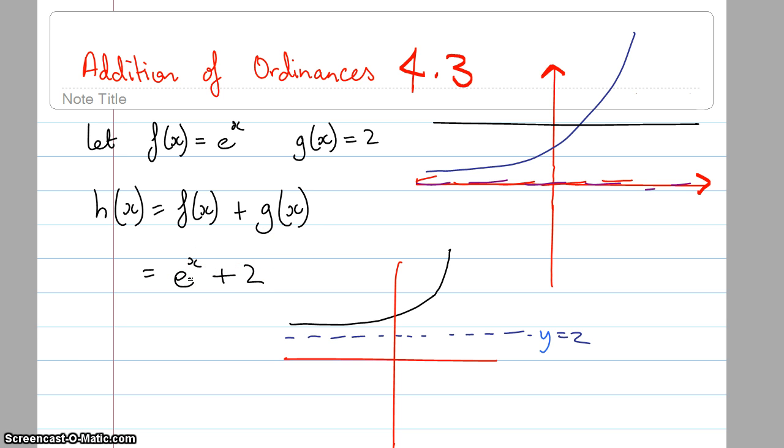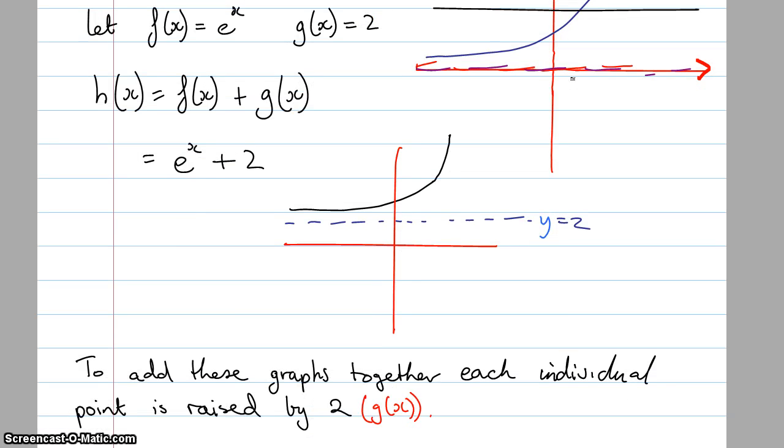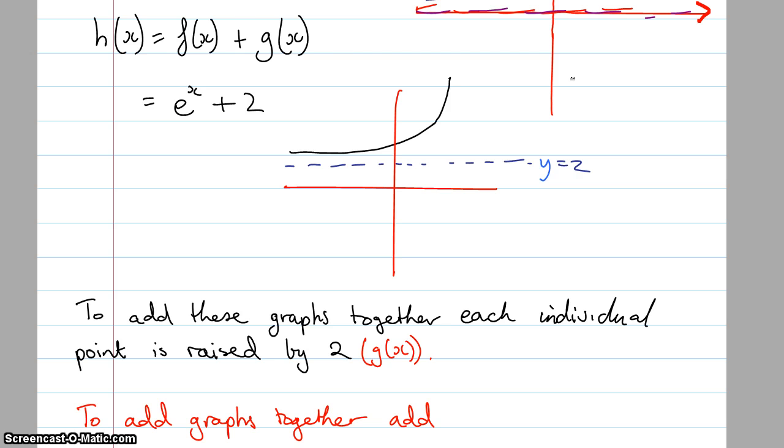But on the graph, essentially what happens is that each y value, that's what we're really looking at, has been added together. So all of the e to the x values, which were down here, they all get added with 2. So essentially what happens in this graph is that the y asymptote is just moved up by 2. You probably would have been able to see that just by looking at the algebra of it, but that's essentially what's happened here. To add these graphs together, each individual point is raised by 2, as I mentioned.